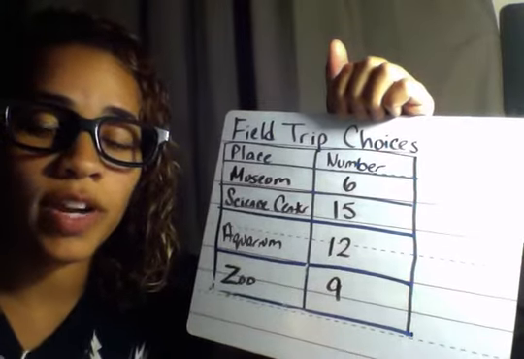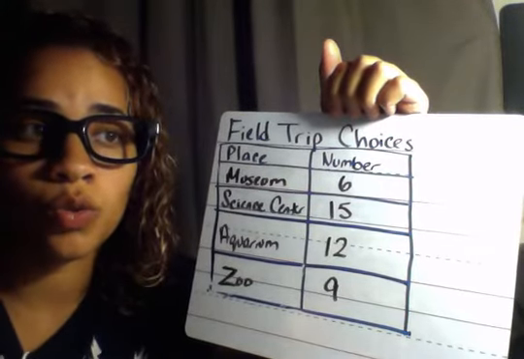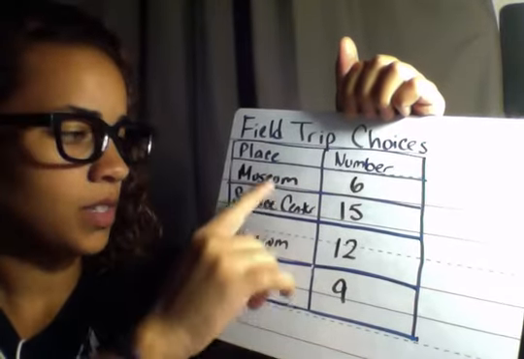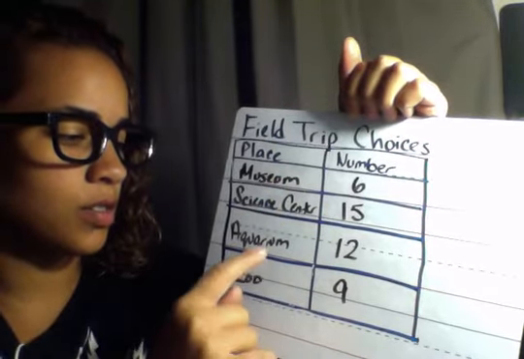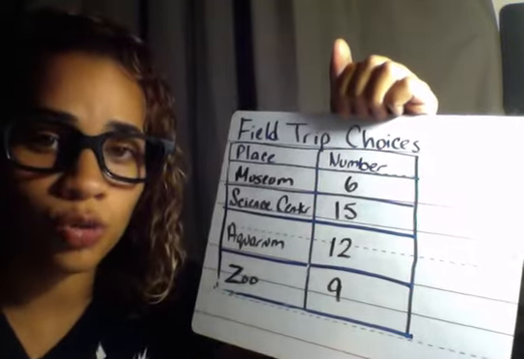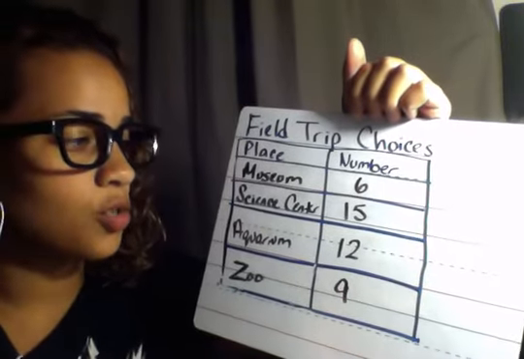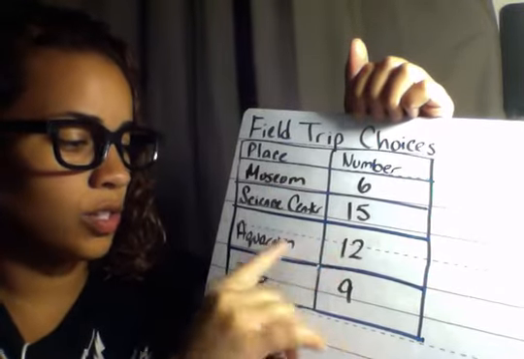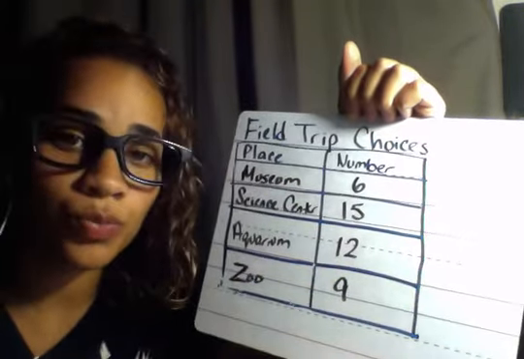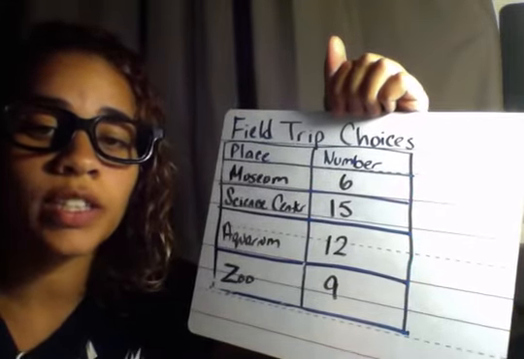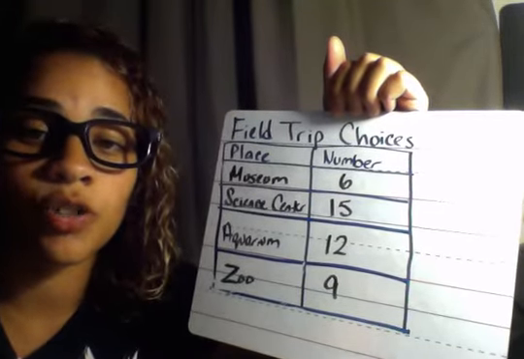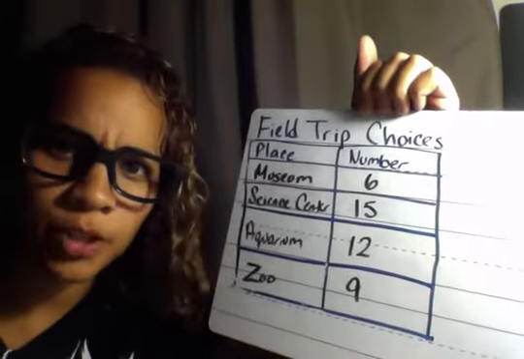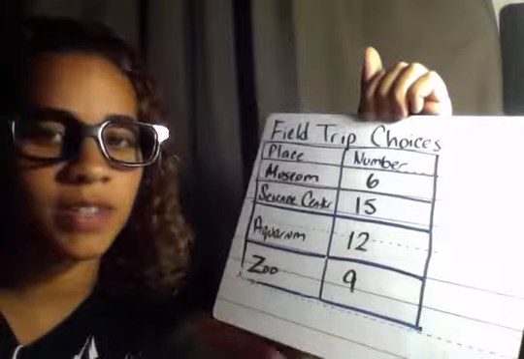So they were trying to figure out which students wanted which. Some of them chose the museum, some chose the science center, some chose the aquarium, and some chose the zoo, okay? 6 kids chose the museum, 15 kids chose the science center, 12 kids chose the aquarium, and 9 kids chose the zoo. So we look at this chart, and that's going to help us fill in our picture graph. Whoops, so sorry, making mistakes.